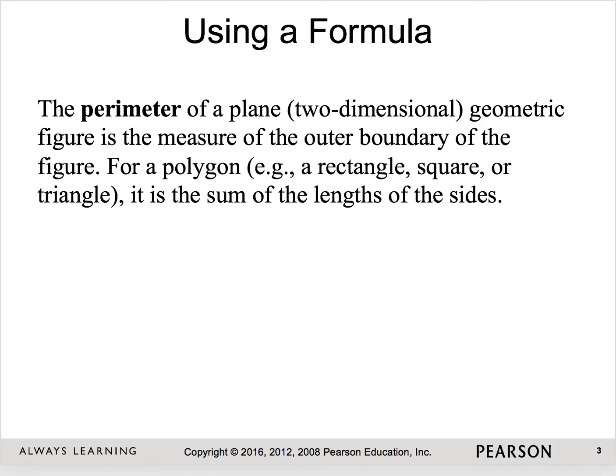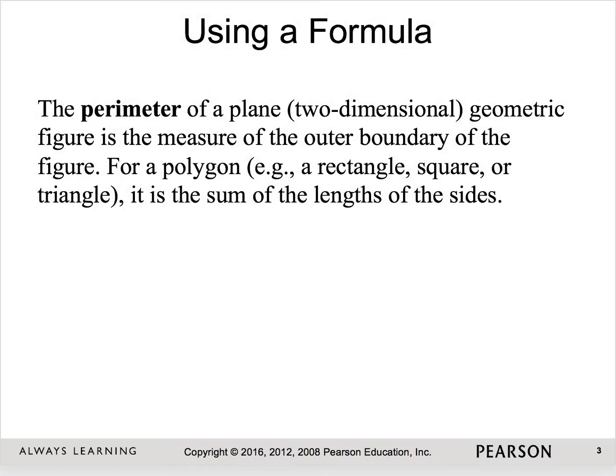Okay, now we're going to talk about actually using a formula to help us do some more application problems like last time, except this time we won't have to come up with our equation because it'll be a formula. So that's helpful. The perimeter of a two-dimensional geometric figure is the measure of the outer boundary of the figure. Wow, what words? The perimeter is you add up all the way around the outside of the figure, right? That's what they just said.